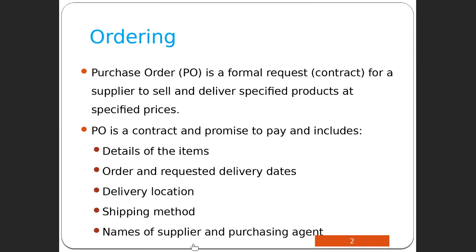And then names of supplier and purchasing agent. So the supplier's name and the purchasing agent, who is a representative of the buyer, right? So both of those names are there, so in case any communication is needed, you know who to ask for and who to talk to.